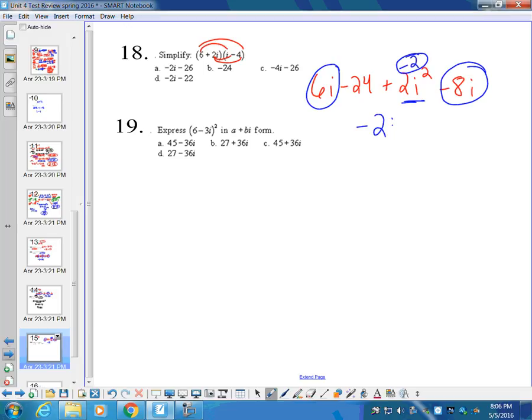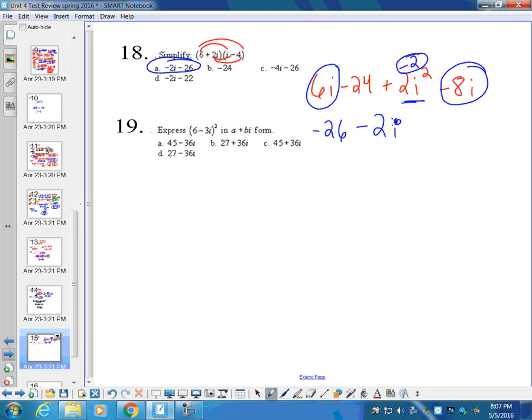So I'm going to keep it in the order we like it, even though they put it in a different order this time. It really should be a plus bi, but they switched it and put negative 2i minus 26. So the answer is A. So that multiple choice is opposite of what I've been saying the form looks like.